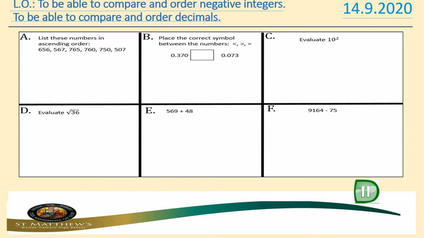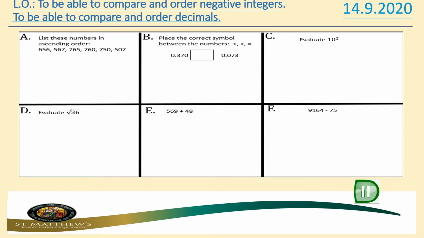Today's learning objective is to be able to compare and order negative integers and to be able to compare and order decimals. Just as a quick reminder, integers are whole numbers like 1, 2, 3, and negative integers would be -1, -2, -3, and so on and so forth. On the starter activity, questions C and D are something that we have not revised yet, so if you are not sure how to answer them, it's fine.